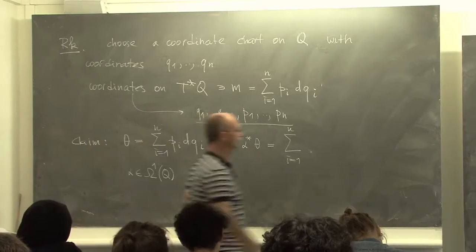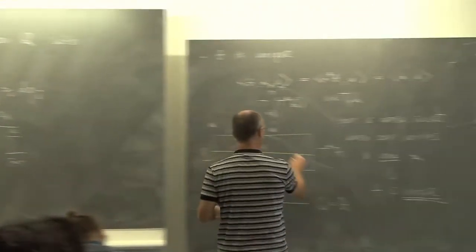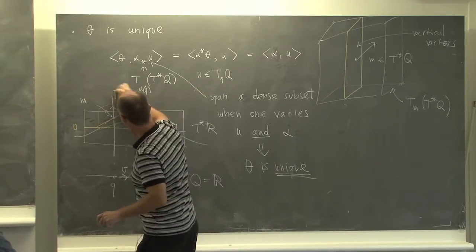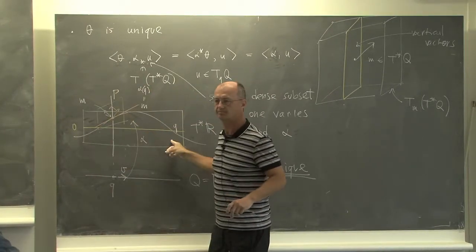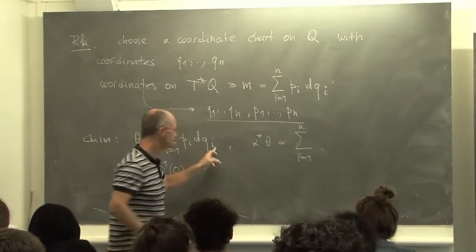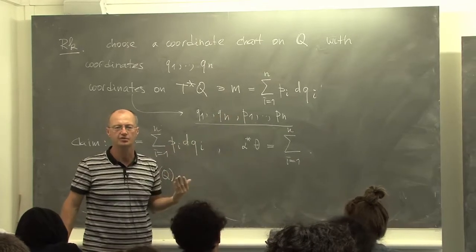Well, maybe I should still recall. So here, the coordinates Q, they live on the base. The coordinates P, they live on the fiber. So in particular, the first question: what happens with dQi's when you take a pullback by alpha?